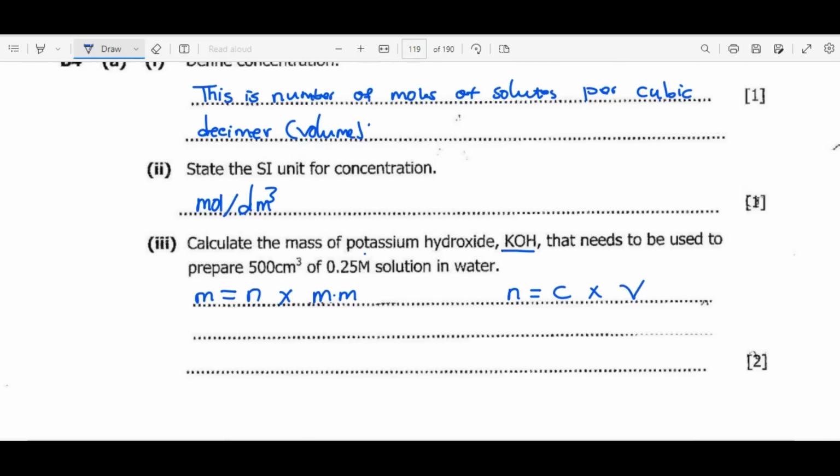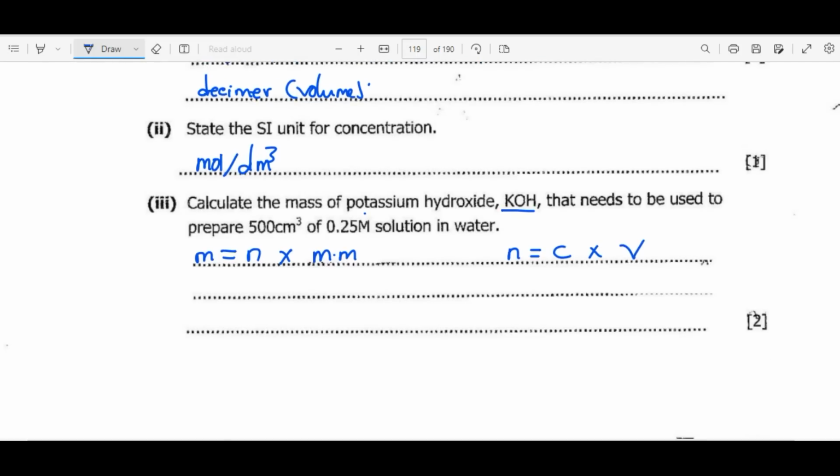Now for volume, we need to change into decimeter cubed, and we are going to use this conversion factor. 1 decimeter cubed is equal to 1000 cubic centimeters. So to convert from decimeter cubed to centimeter cubed, you multiply by 1000. Then from centimeter cubed into decimeter cubed, you divide by 1000. So that's the simplest way we can look at this one.